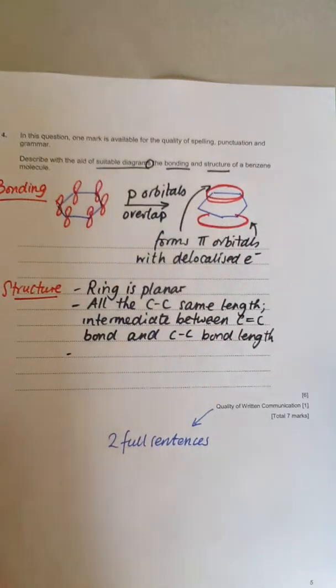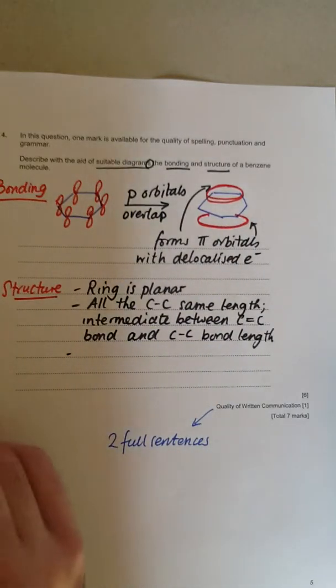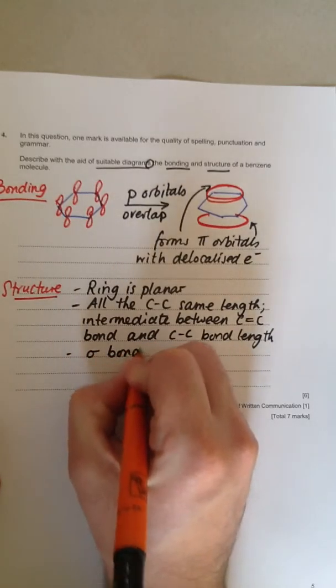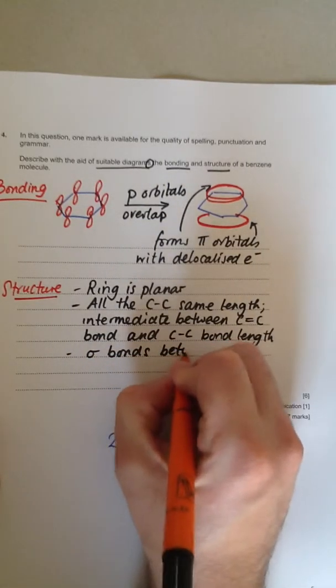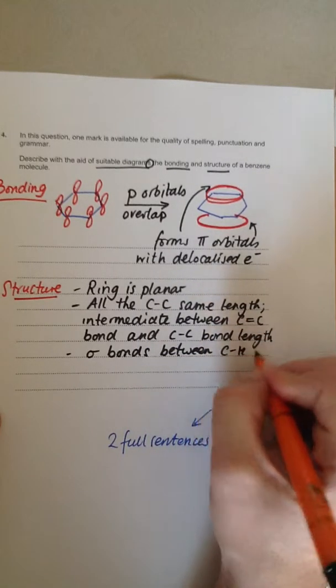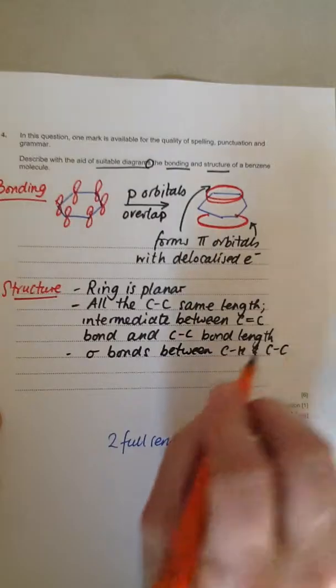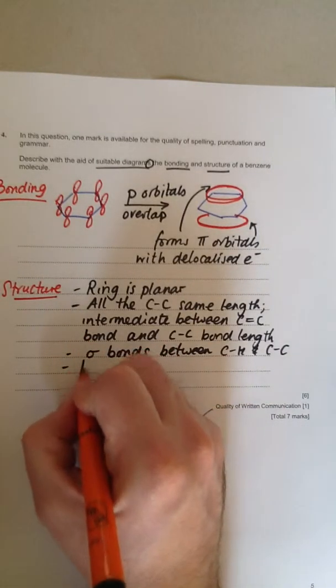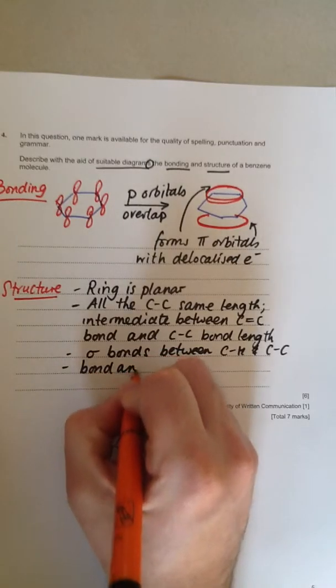What can we say about the bonds between the carbons and between the carbon and the hydrogens? We can say those are sigma bonds. Sigma bonds between the CH and the CC. And the final point is, what can we say about the bond angles? Well, the bond angles in the ring are all 120 degrees.